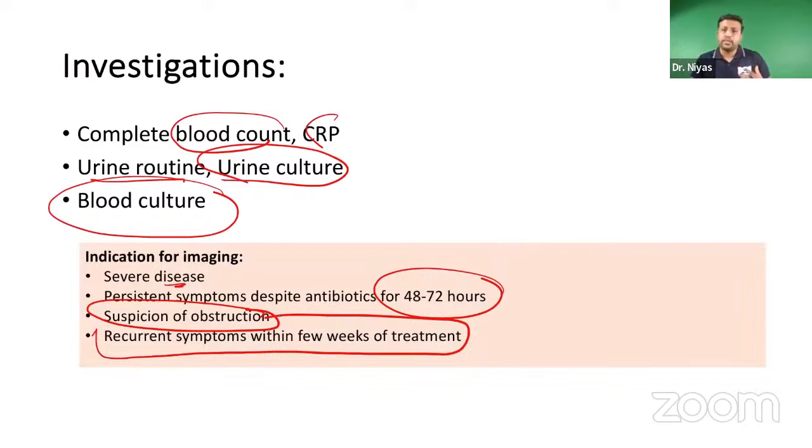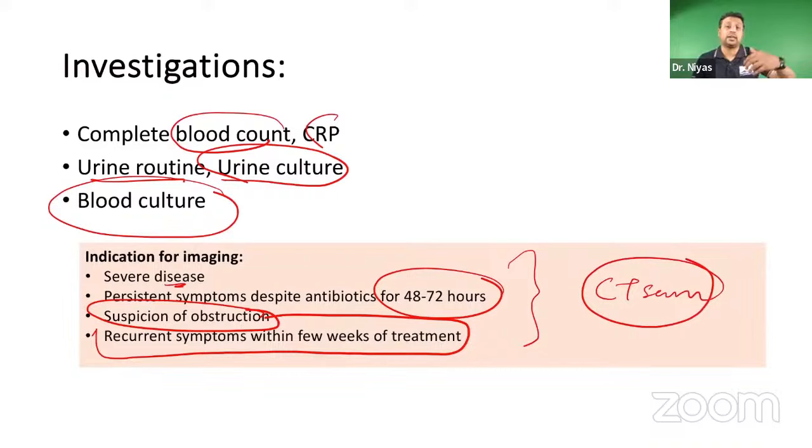So why are we doing imaging particularly? To know whether we need to do some procedures for source control, whether the urologists need to be involved. That is the question, and that is why we are doing imaging. And a CT scan is the preferred imaging in a patient with urinary tract infection if you have an indication for imaging. Both contrast as well as non-contrast CT should be done in these patients. Again, every patient does not require imaging. So we have mentioned the indications for imaging in a patient with urinary tract infection.